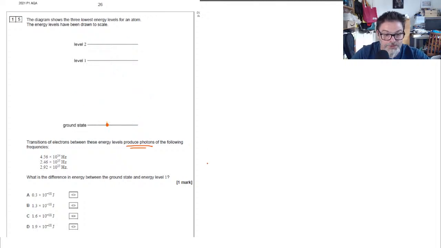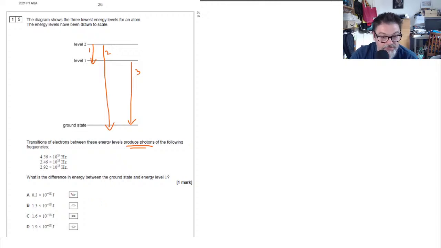So what drops can we have in this setup? Well, obviously we can have 2 to 1, we can have 2 to the ground, or we can have 1 to ground. So we've got 3 possible transitions. Now, which of those transitions is going to give you the biggest energy? Is it number 1, number 2, or number 3? Which is the biggest energy?